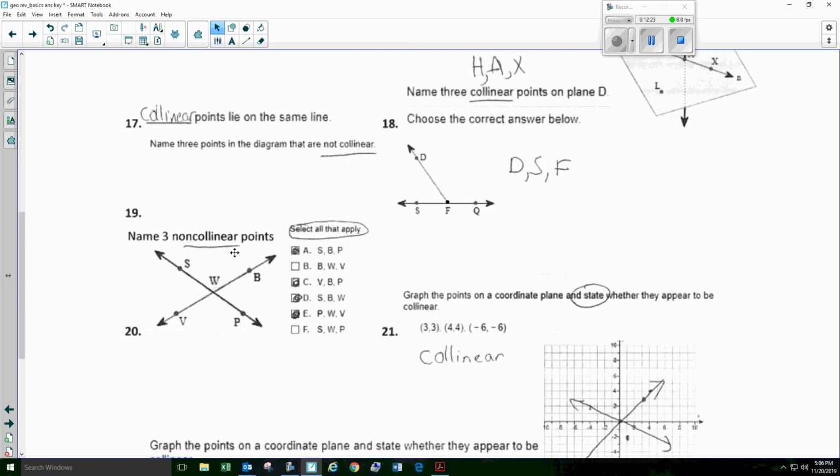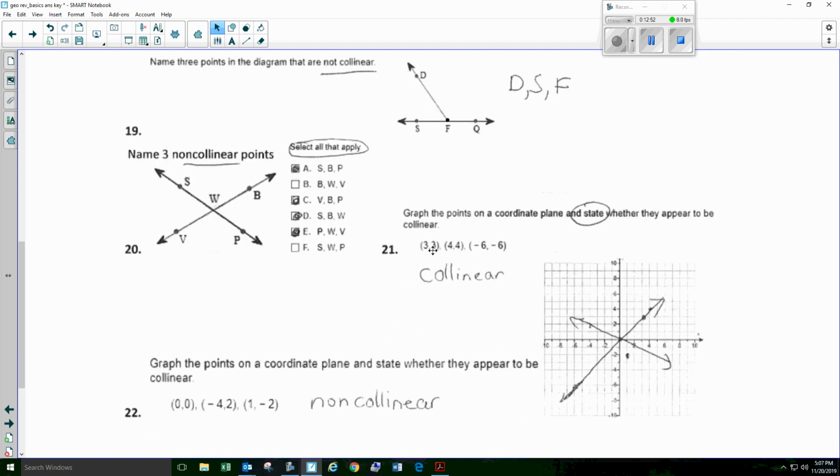Here, name three non-collinear points. Select all that apply. This could be a TCAS question itself because you can see the select all that apply. So I just make sure it's not S, W, and P. So it's not SWP, it's not F, and it's not BWV, it's not B. It's all the others because they only contain two of the 3 points on the line and one on the other line.